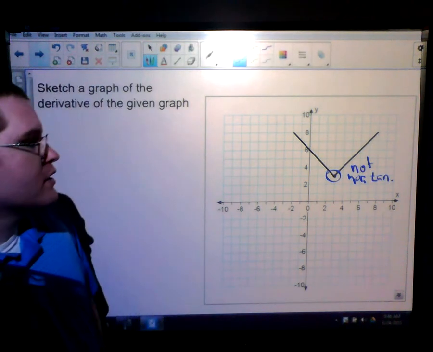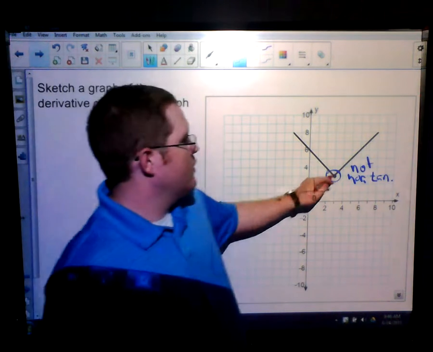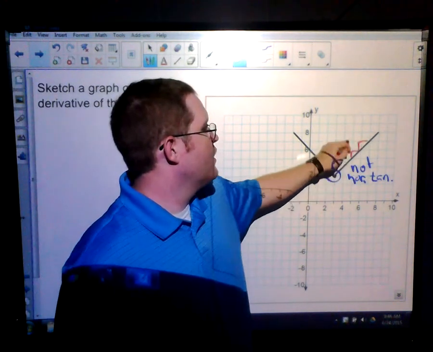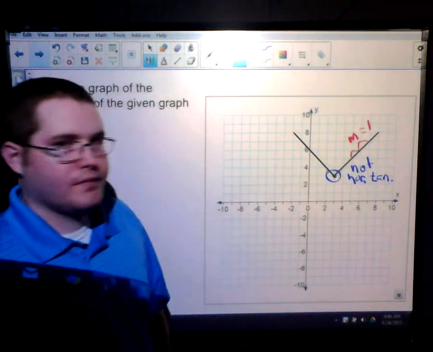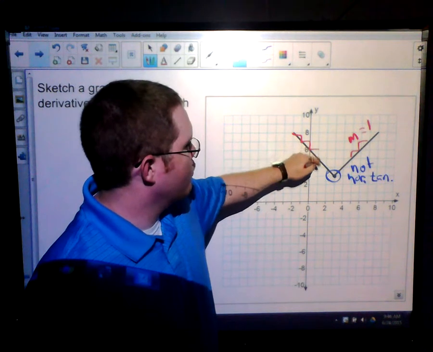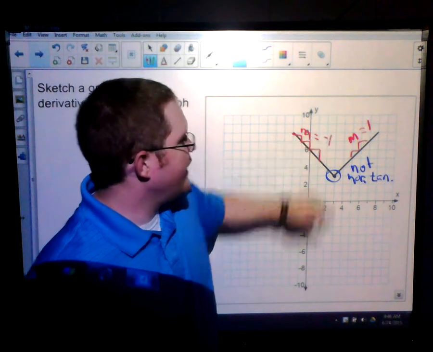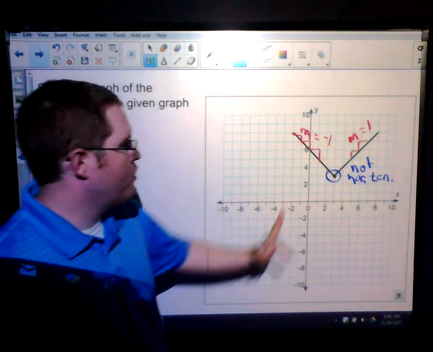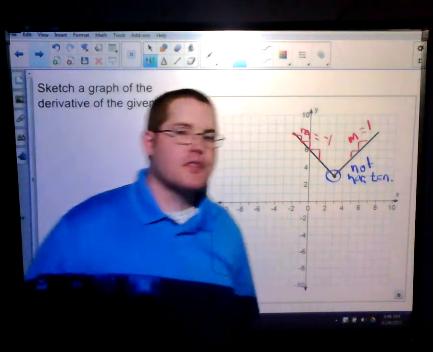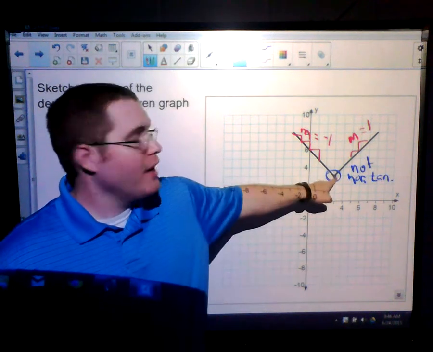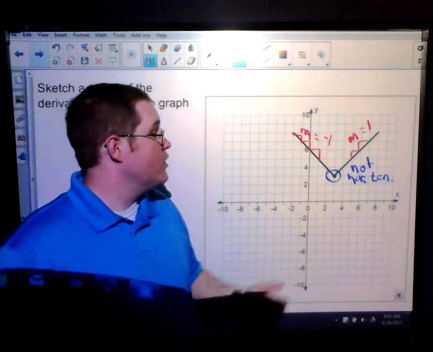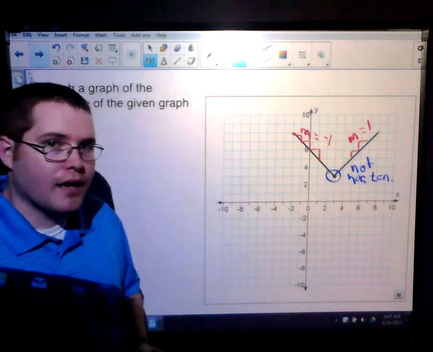Let's just talk about the slope of this thing. Well, the slope on this side, I'm going up 1 over 1, up 1 over 1. The slope on this side is 1. How about over here? Over 1 down 1, over 1 down 1. This slope is -1. So on this side, my slope is always -1. On that side, my slope is +1. But what about right here? Is the slope -1? Is it +1? Is it 0? Well, you better know that that's a corner, and corners don't have derivatives.